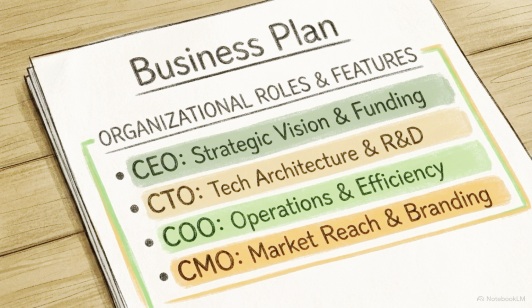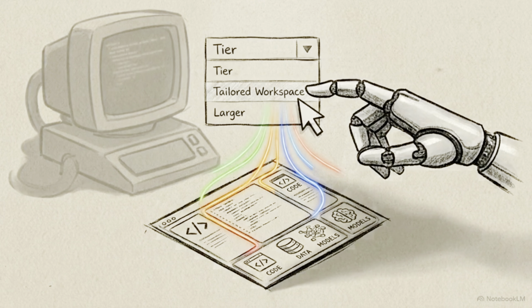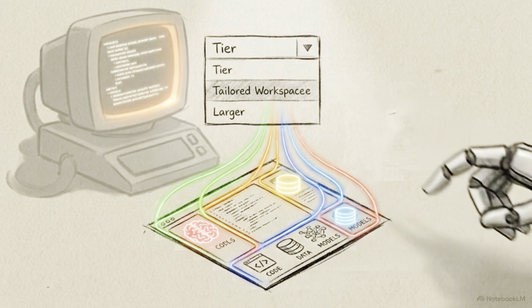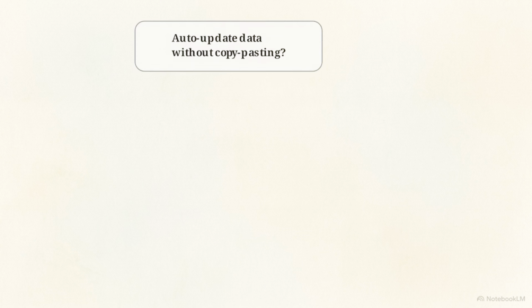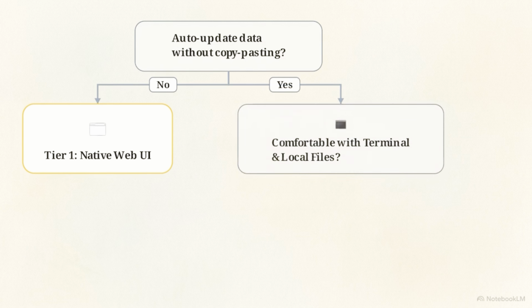So, how do you map these features to your specific business needs? Maximum productivity comes from a very simple rule. Align your technical comfort level with the infrastructure debt you are actually willing to maintain. This flowchart maps out the decision. Your first question is, do you need your data to auto-update without manual copy-pasting? If your answer is no, you belong in Tier 1. This is perfect for knowledge workers focused entirely on isolated drafting and ideation.